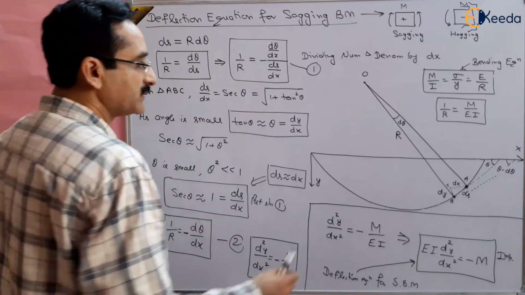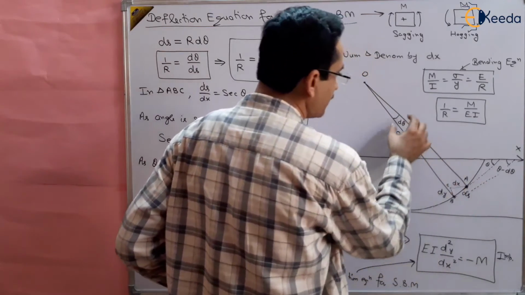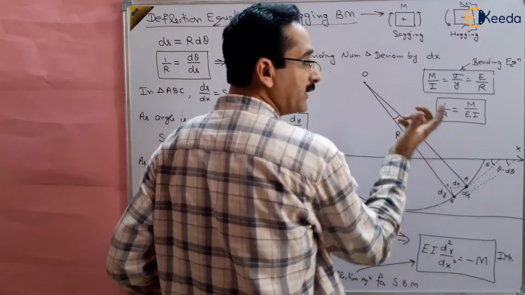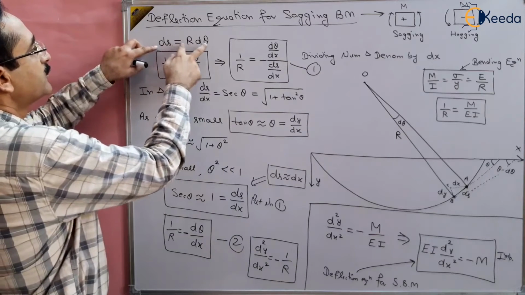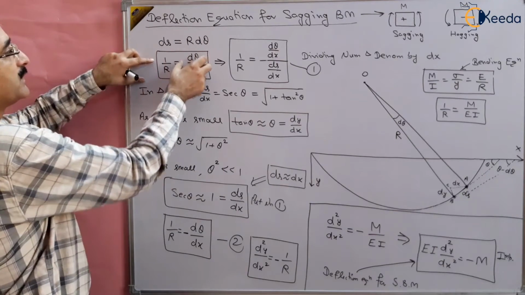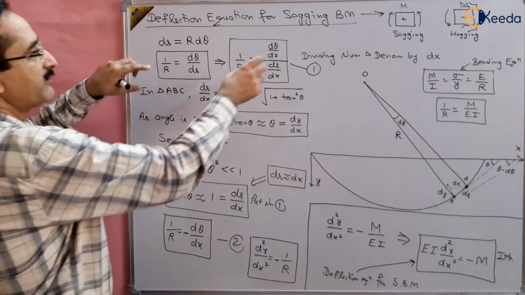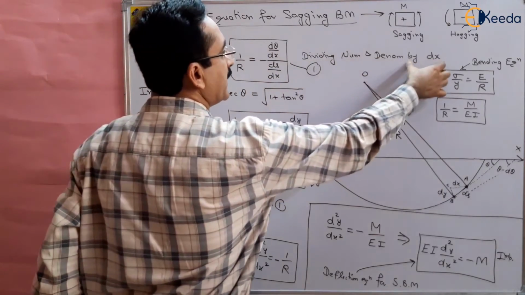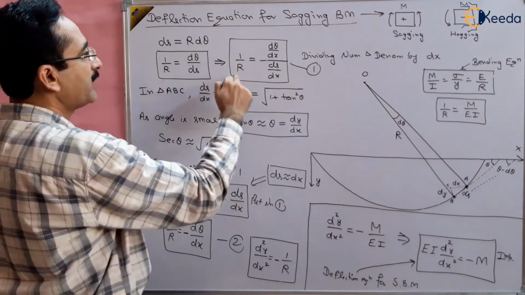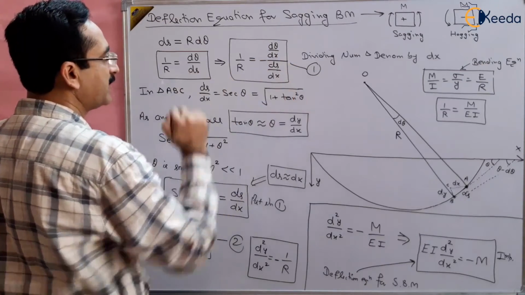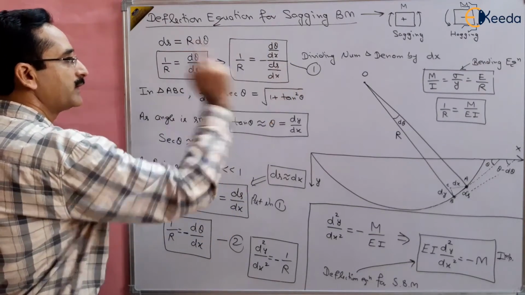So we know that this arc ds will be equal to radius multiplied by angle, r into d theta. So ds is equal to r d theta. 1 by r will be equal to d theta by ds, and dividing numerator and denominator by dx, we can write 1 by r equal to d theta by dx over ds by dx, right? So d theta by dx and ds by dx.